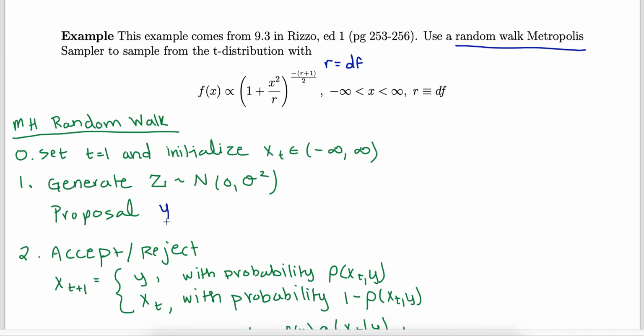So that means our proposal is going to be y, our current position, xt, plus that random error. So where we currently are, plus some random error according to a normal distribution, mean 0, variance sigma squared. So if we want to think about our PDF for that, q of y given xt, our current position, is a normal distribution. The mean, so if we add a constant to normal centered at 0, now we've shifted it to be centered at xt.